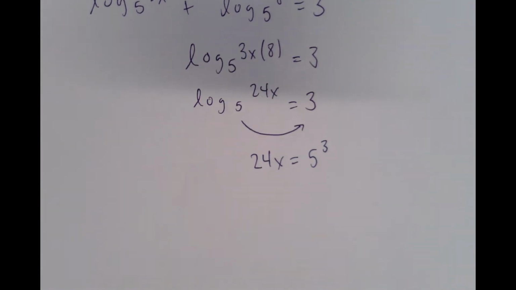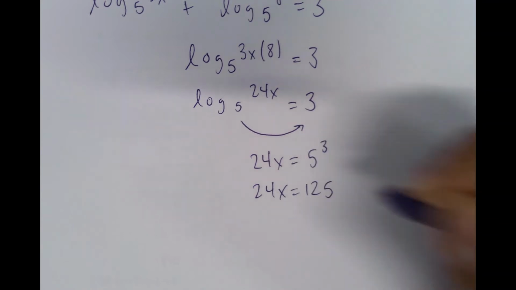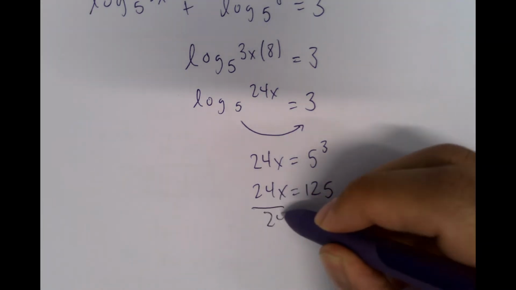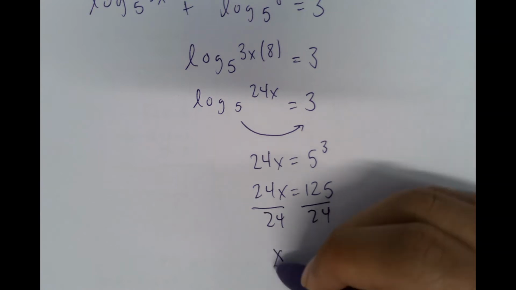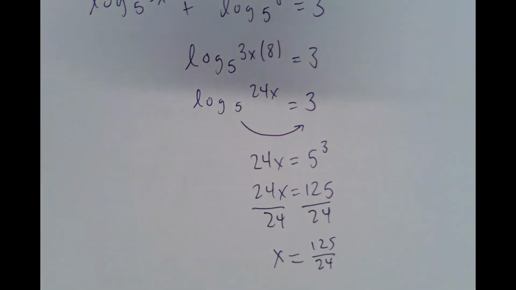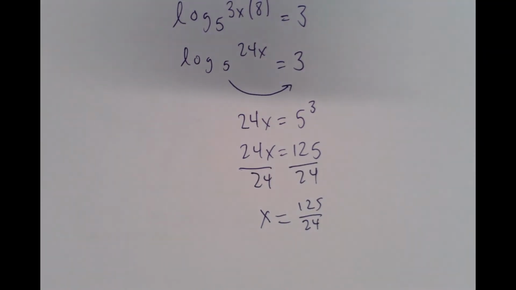I am just going to write this extra step. You don't necessarily have to. 5 to the third is 5 times 5 times 5, which is 25 times 5, which is equal to 125. And then you could just divide by 24 on both sides. You get x is equal to 125 divided by 24. And that's your answer right there. Not a very satisfying answer, but it is your answer nonetheless.